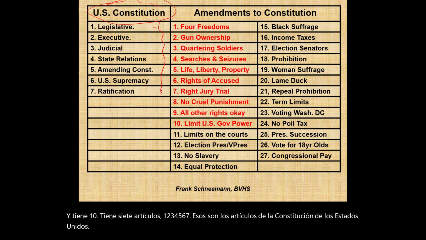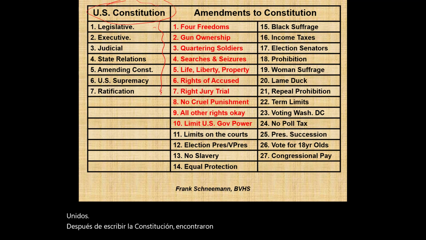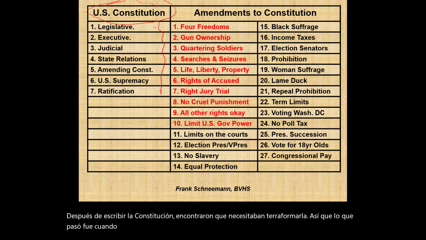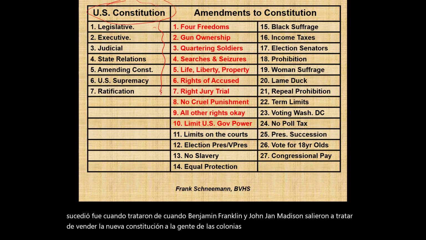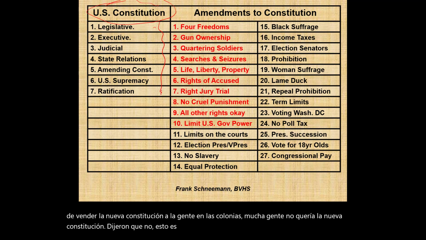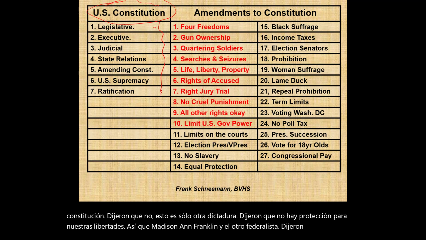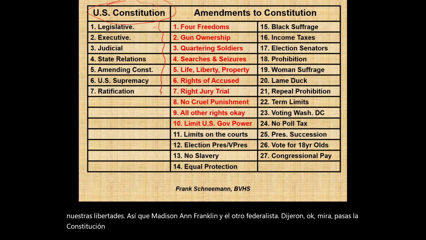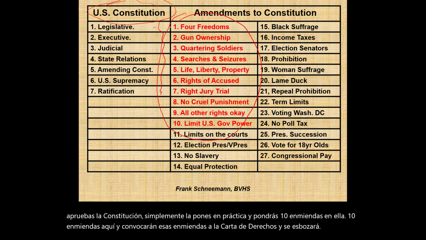After they wrote the Constitution, they found they needed to reform it. When Benjamin Franklin and Madison went out to try to sell the new Constitution to the people in the colonies, a lot of people didn't want it. They said, no, this is just another dictatorship, there's no protection for our freedoms. So Madison and Franklin and the other Federalists said, okay, look, you pass the Constitution, put it into effect, and we'll put 10 amendments in it, and we'll call those amendments the Bill of Rights. There we'll outline and guarantee your freedom.